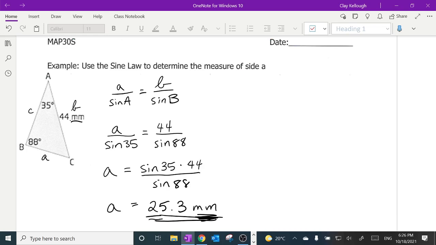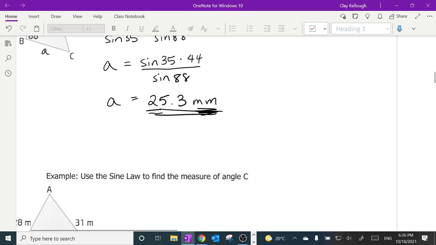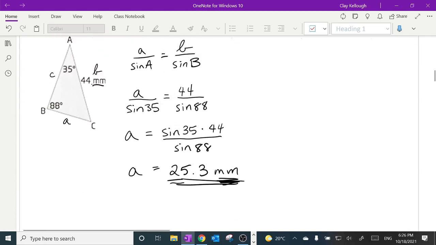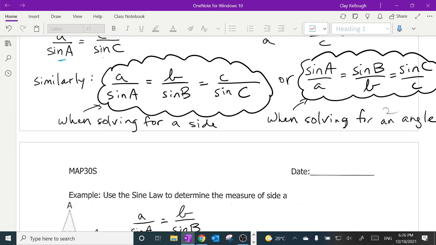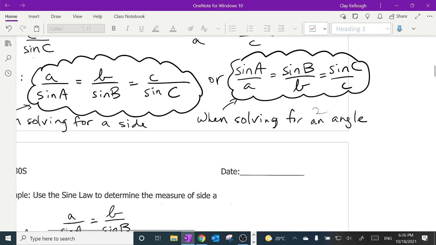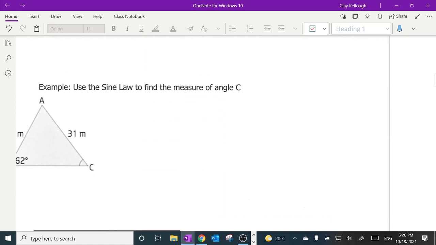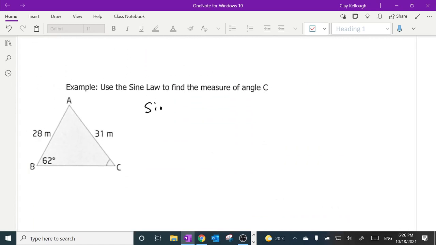What if I want to find an angle? So the next example has us looking for angle C. So angle C, go back to the formula, is in this part here, but I want it to be on top because I'm going to solve for it. So angle C is over here. So I'm going to use the sine of angle C over C. So I get to use this part of the ratio.